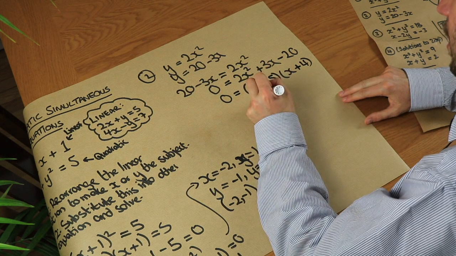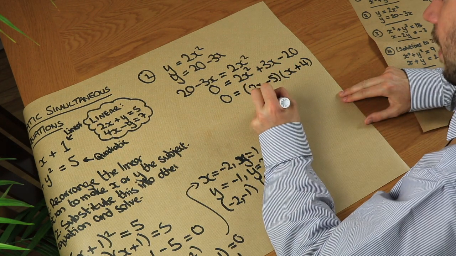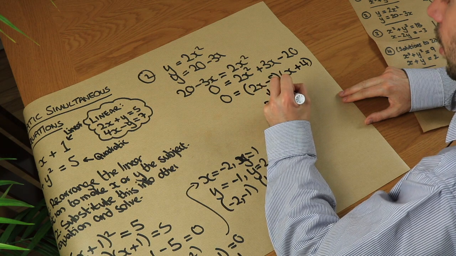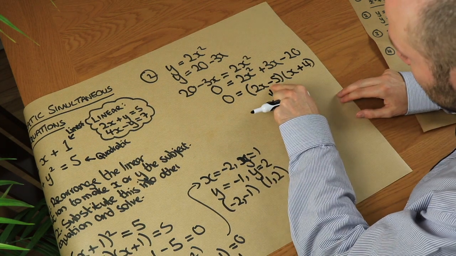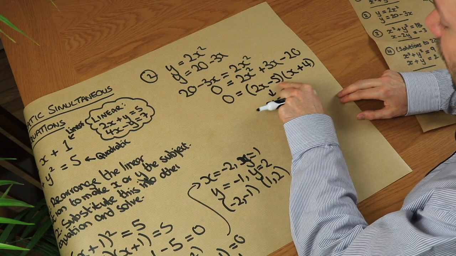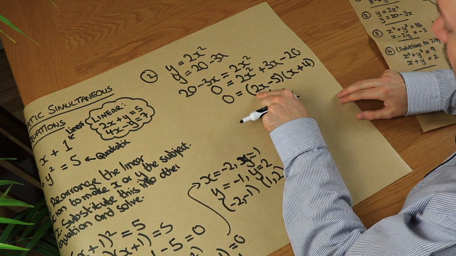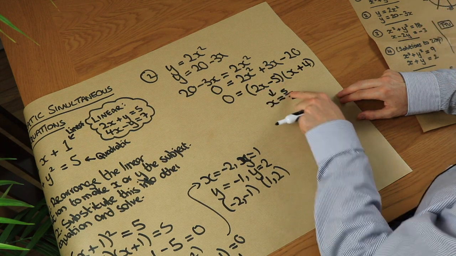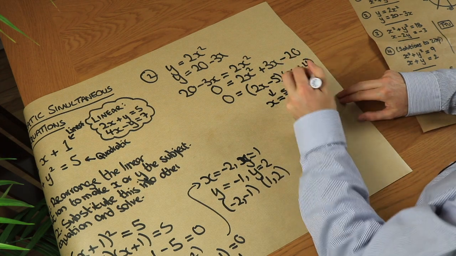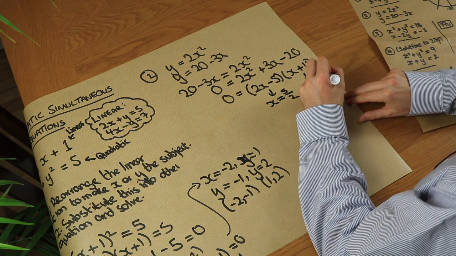Now, we've got a product of two things is equal to 0. So if 2x minus 5 is equal to 0, then we have x equal to 5 over 2. Do you remember the quick way of doing it is you negate this number here, so it becomes plus 5, and then you divide by whatever number's in front of the x. So it's plus 5 divided by 2, 5 over 2. And here we negate that, so it's x is minus 4.